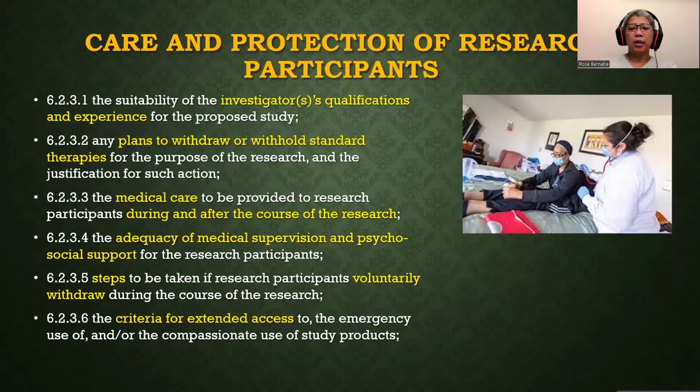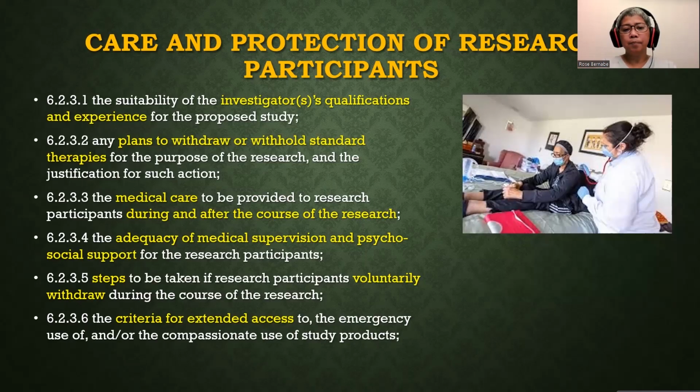Now, when it comes to care and protection of research participants, as you would see, this is somehow an extension of what we just discussed. Research ethics committees must also look into the suitability of the investigator's qualifications and experience for the proposed study, because the investigator is in fact in charge partially or fully of the study.